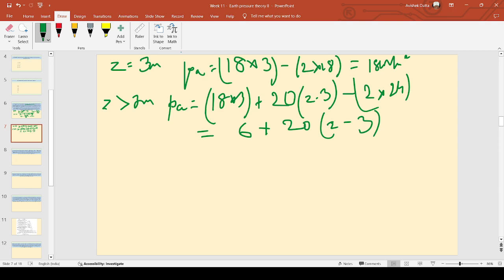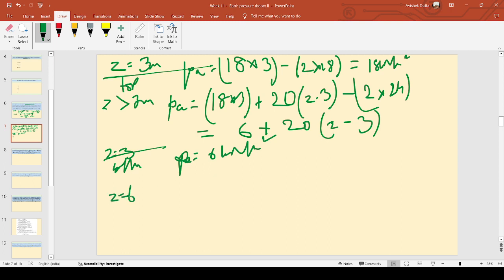So this is for the top soil. If Z equals 3 for the bottom soil, then putting this in the equation, we get Z minus 3 equals 0, so we get PA for the bottom soil as 6 kilonewton per meter square. Now the depth of the entire soil is 6 meter. So at Z equals 6 meter, PA will be how much? 6 minus 3, 3 into 20, 60 plus 6, 66 kilonewton per meter square.